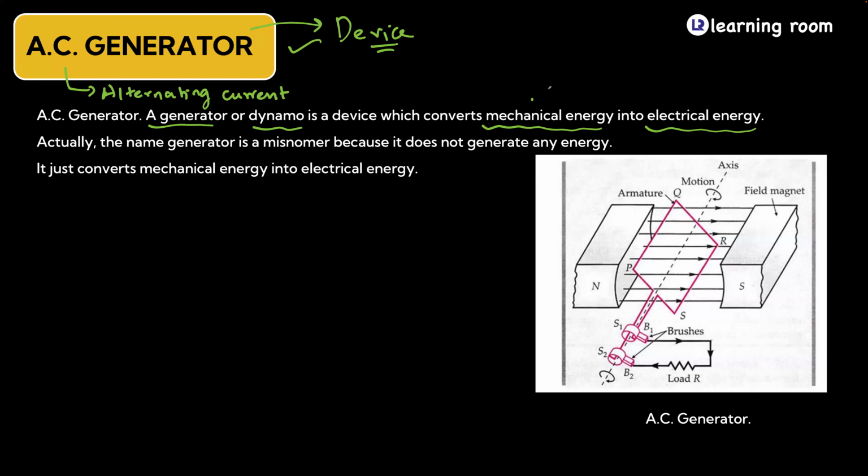So here, the first question I'm supposed to ask is, when I say mechanical energy, what is the mechanical energy I'm trying to talk about? The mechanical energy here is generated due to the rotation, right? It is generated due to rotation of something, and I'll tell what that something is. Due to its rotation, we can see that electrical energy gets generated, right? Here, the name generator is a misnomer because it does not generate any energy. So what does it generate? It generates the alternating current, right? And what is it actually going to do? It converts mechanical energy into electrical energy.